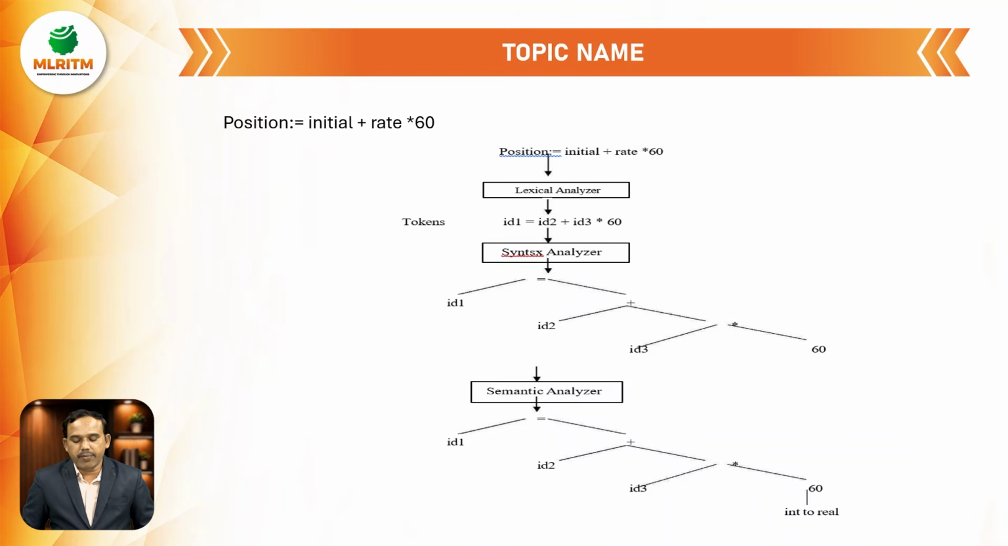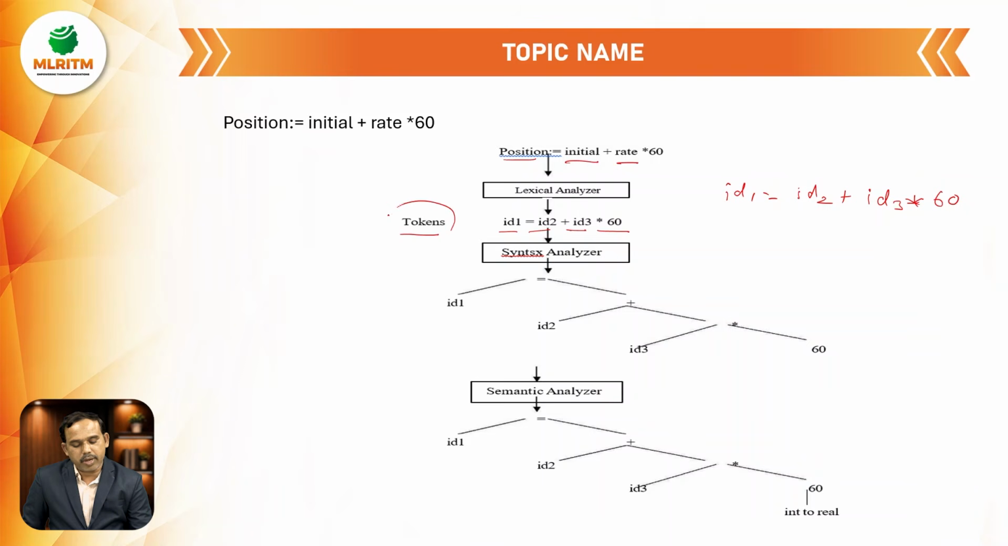That is the input of the lexical analyzer, and the lexical analyzer produces the tokens. The tokens are: position is an identifier, ID1; equal; initial is an identifier, ID2; and rate is an identifier, ID3; multiplication; and 60. The lexical analyzer generates the tokens ID1, ID2, ID3, multiplication, and the constant value 60.